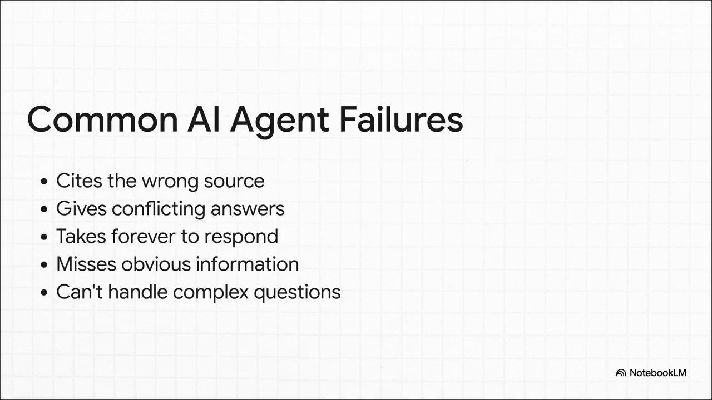So, what's really going on here? Well, all these failures, citing the wrong thing, giving you two different answers, taking forever, they're all just symptoms of one single core issue. Your AI is lost. It's basically wandering around aimlessly in this huge library of information, just grabbing whatever it happens to find first. And that, of course, leads to slow, conflicting answers and an agent that just can't keep up.